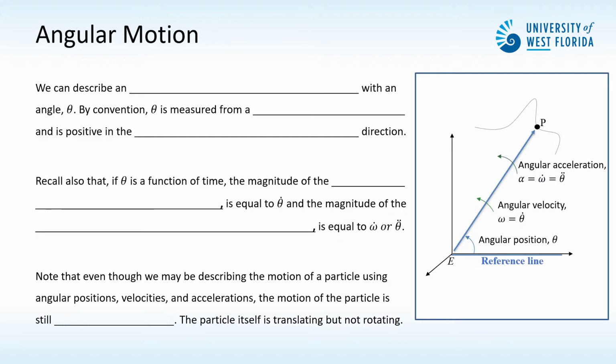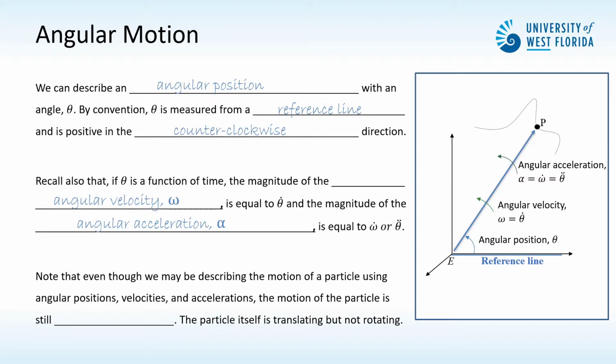We'll start by thinking about angular motion. We can describe an angular position with an angle theta. By convention, theta is measured from a reference line and is positive in the counterclockwise direction. Recall also that if theta is a function of time, the magnitude of the angular velocity omega is equal to theta dot, and the magnitude of the angular acceleration alpha is equal to omega dot or theta double dot.